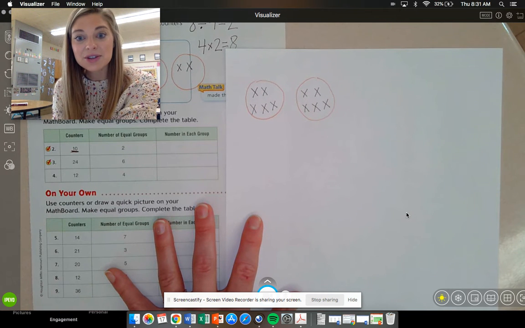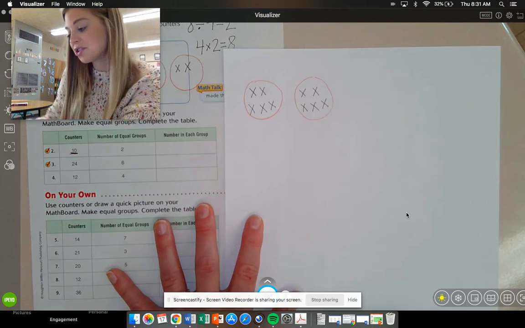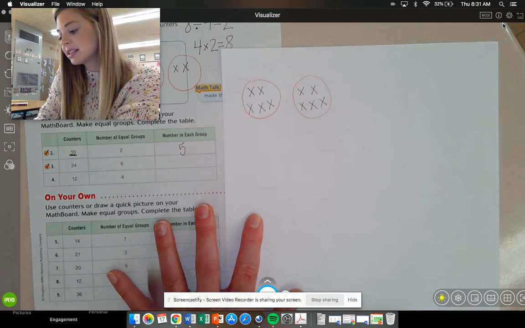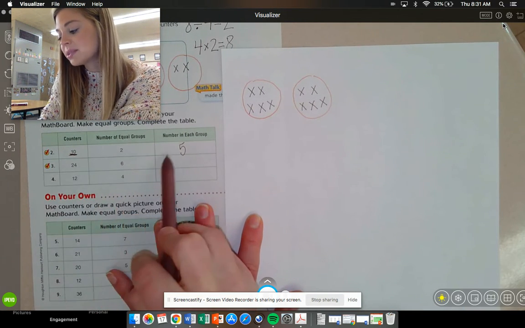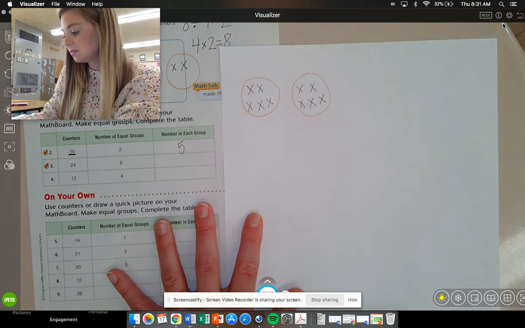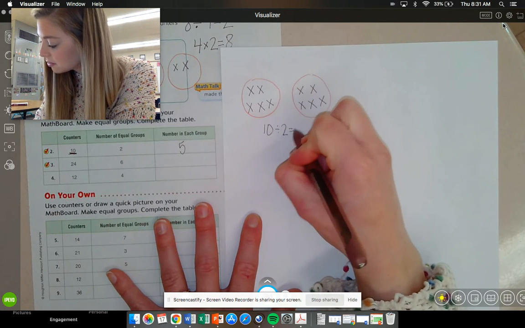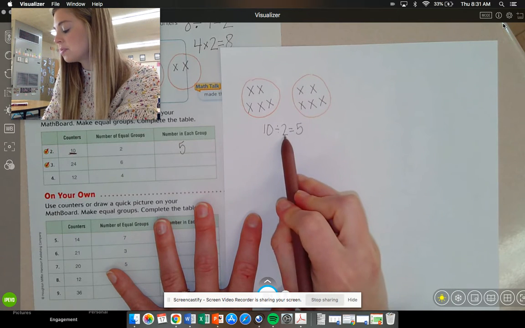How many are there in each group? There's 5 in each group, right? 5. So the problem there was 10 divided by 2 equals 5. We had 10 counters split up into 2 groups, and it equaled 5.